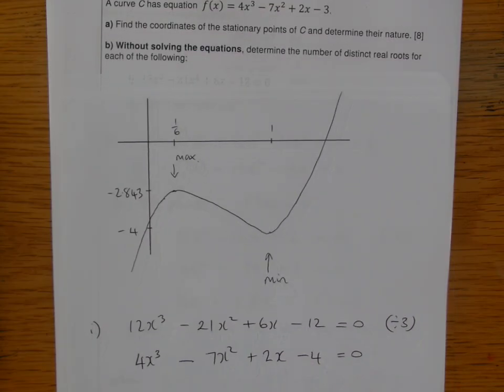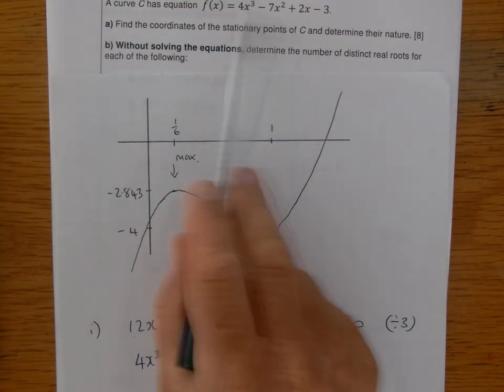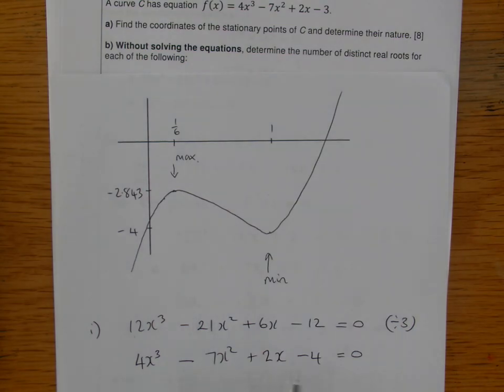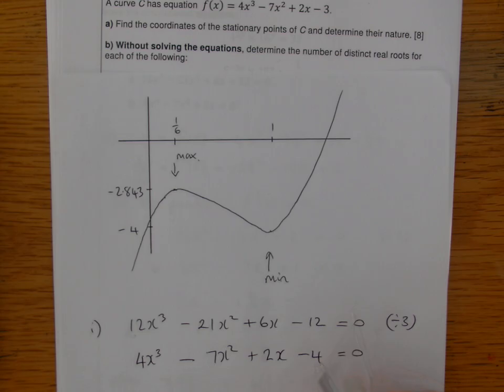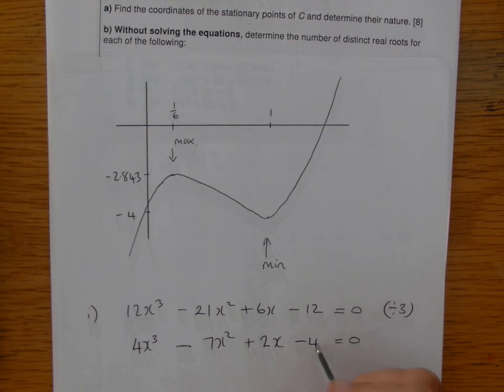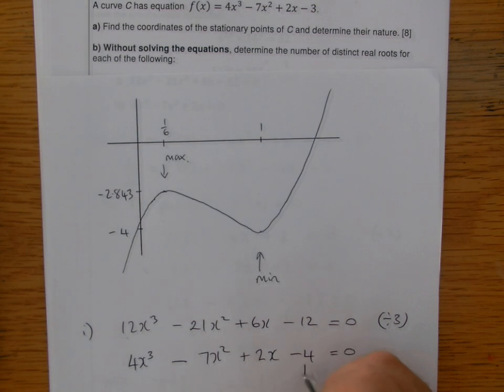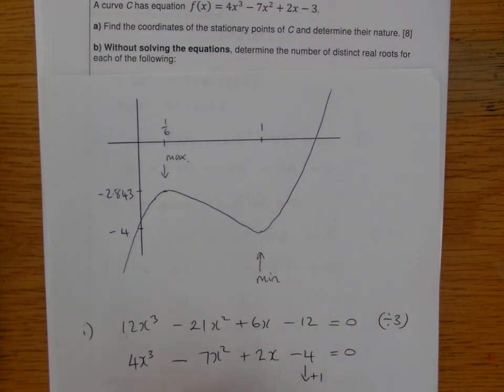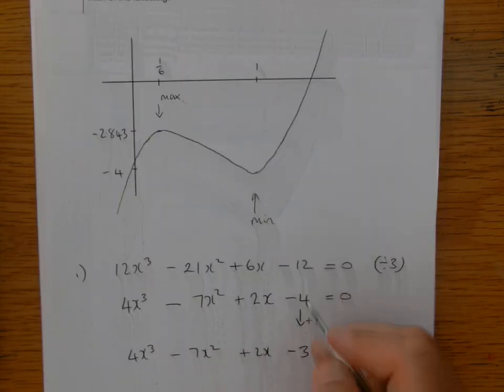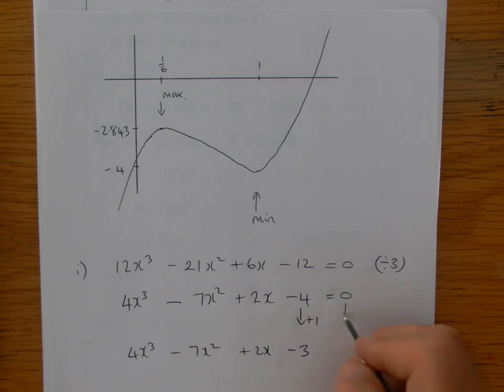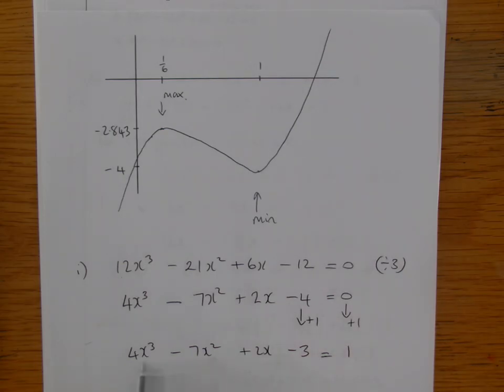And if you notice, it's obviously very similar to the curve, but not quite at the end here. What we want to do is get it exactly like that curve on this left-hand side. So obviously what I need to do here is add 1. If I add 1 to this, it will change that to negative 3. So I will get 4x cubed minus 7x squared plus 2x minus 3. Because if I'm adding 1 here, I need to make sure I balance it and add 1 that side as well.